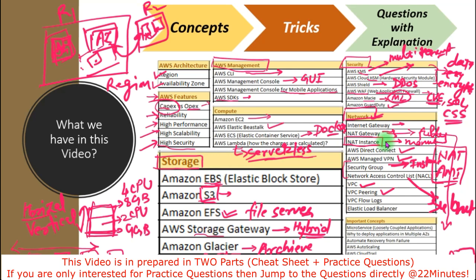Next we have VPC flow logs. What exactly is it? VPC flow logs is a feature that enables us to capture information about the IP address traffic going to and from our network interfaces in our VPC. So it is used to capture information about the IP traffic.